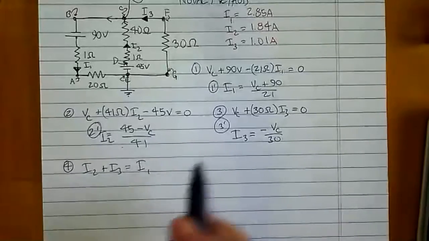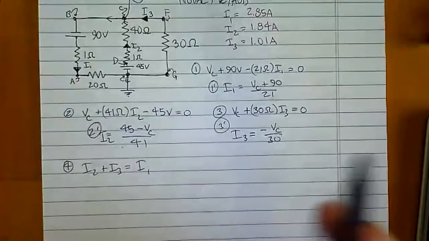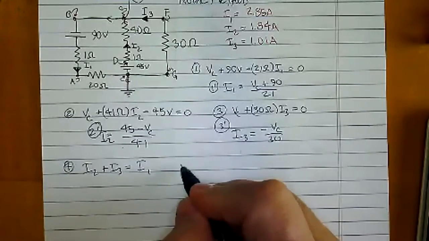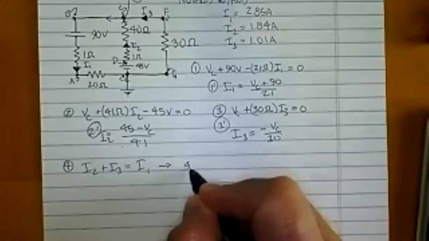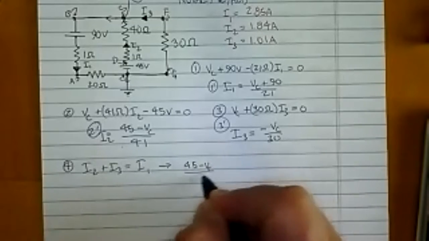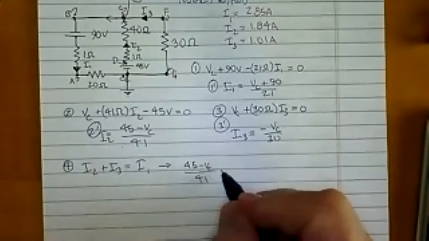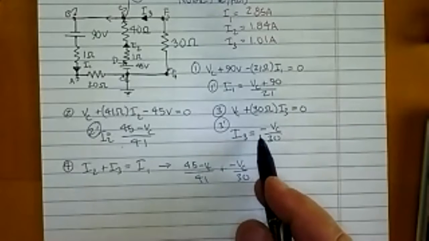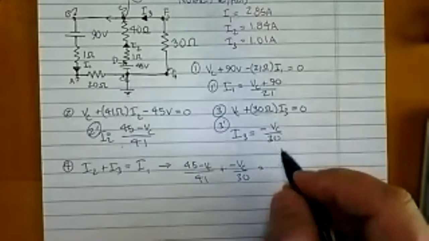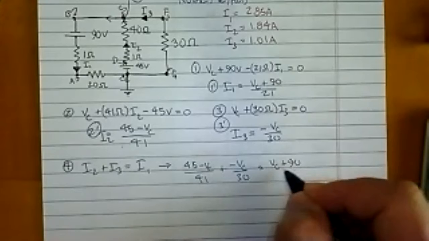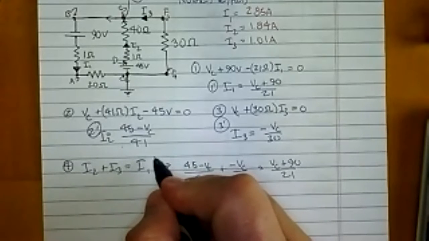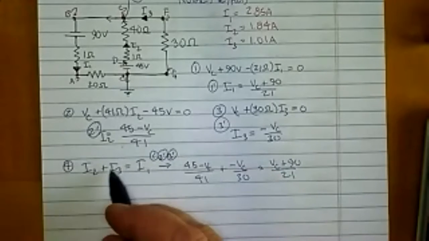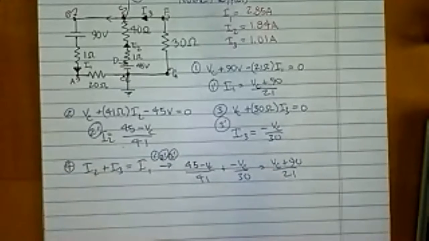So now that I've got I2, I3, and I1, I just plug those in and automatically everything works out. So I2, we know, is going to be 45 minus VC over 41 plus I3, which is minus VC over 30, is equal to I1, which is VC plus 90 over 21. Now what I used there was 1 prime, 2 prime, and 3 prime. I just basically plugged them into that, and that gave me these expressions.